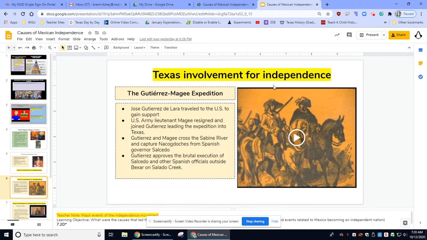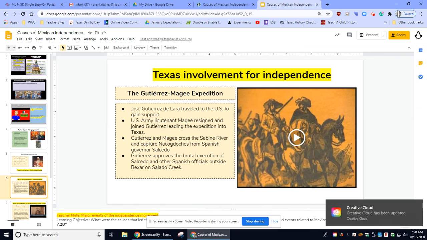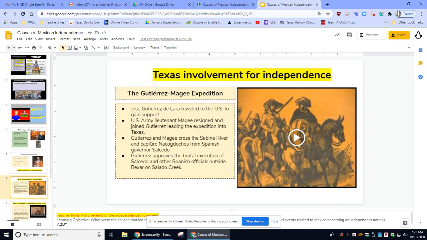All right, here, Texas involvement for independence. Watch this video, guys. Go and watch this video. We have the Gutierrez-McGee expedition. These are specific events. We have two major events that happened because of it. Jose Gutierrez de Lara traveled to the U.S. to gain support. U.S. Army Lieutenant McGee resigned and joined Gutierrez, leading the expedition into Texas.